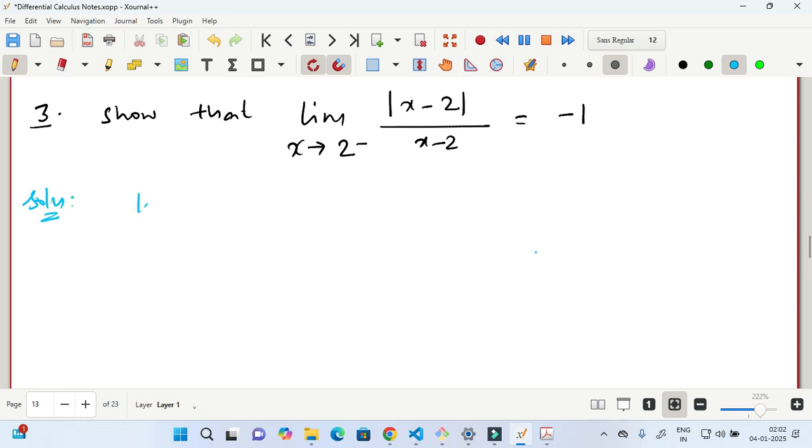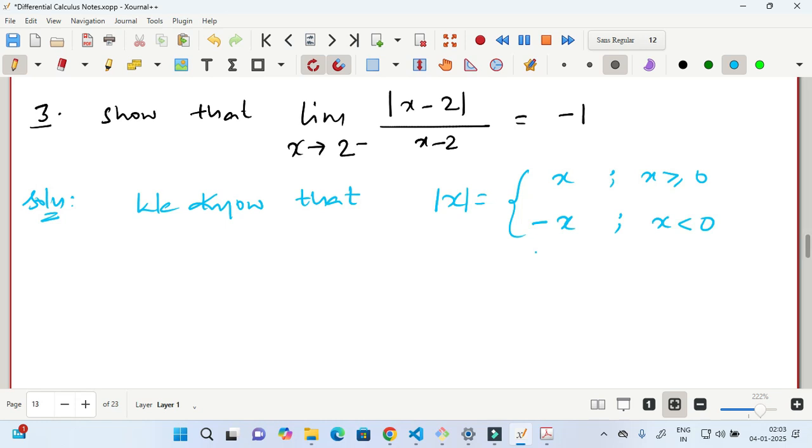Here he has used, so we know that mod x is equal to x for x greater than 0, mod x is equal to minus x for x less than 0. Okay, so now you have to understand this one. If x is positive, then mod x is equal to x. If x is negative, then mod x is equal to minus x.